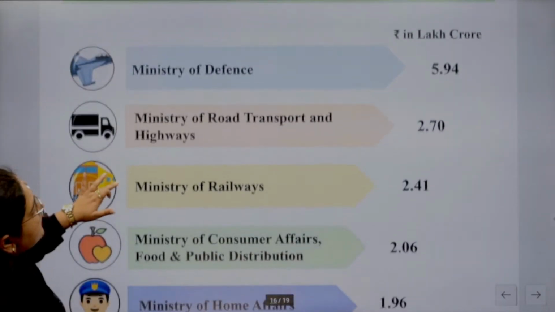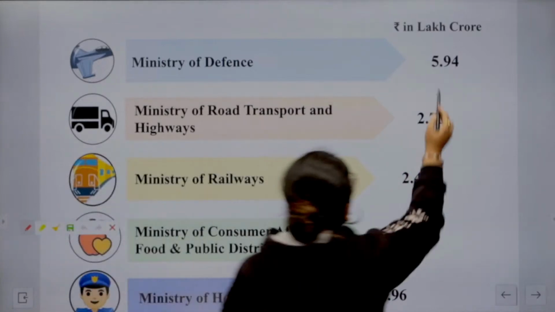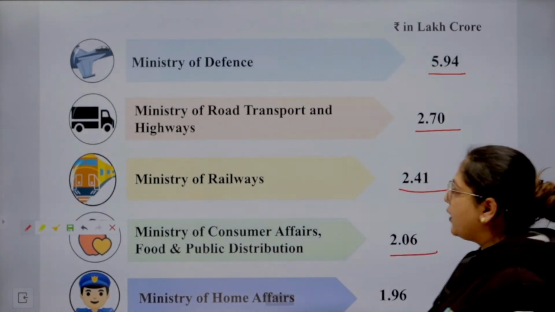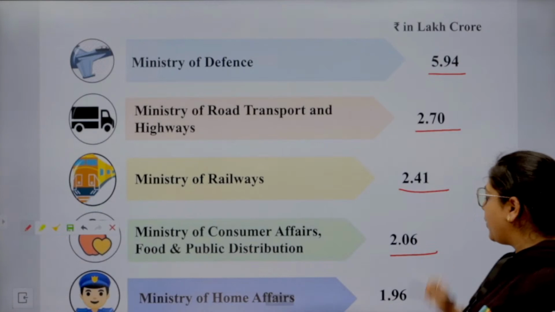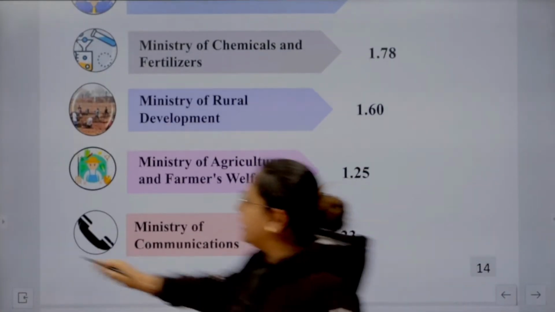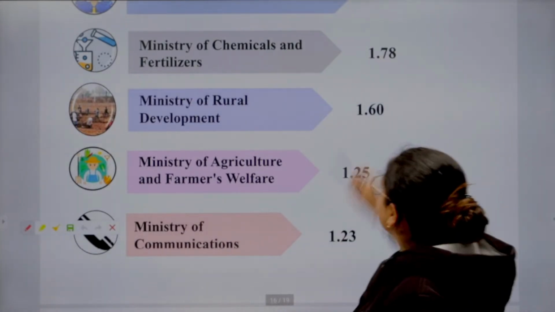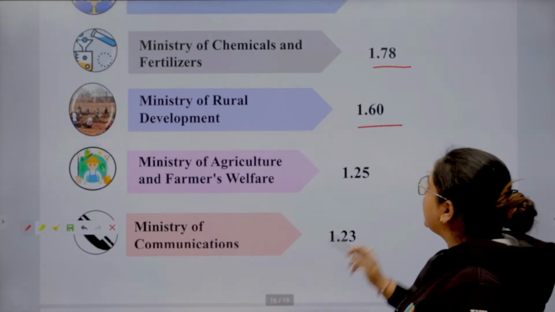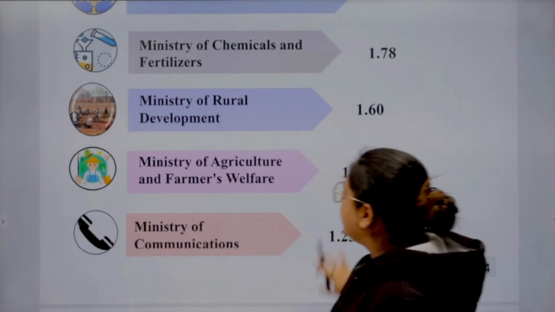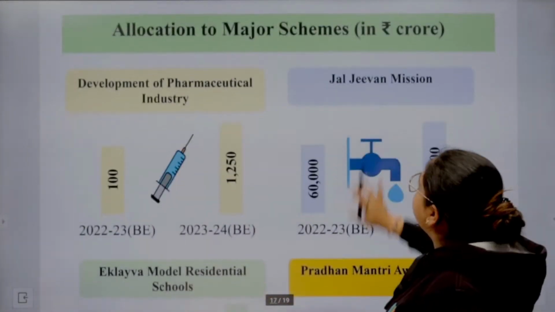Now this is the allocation for the specific ministries. As you can see, in terms of lakh crores, Ministry of Defense 5.94, road transport 2.7, railways 2.41, Ministry of Consumer Affairs, Food and Public Distribution 2.06, home affairs 1.96. This is very, very important data, as it has been used in several competitive exams. Ministry of Chemicals and Fertilizers 1.78, rural development 1.60, 1.25 and 1.23 in communication. So as you can see, the Ministry of Defense is still acquiring the lion's share, 5.94, right?